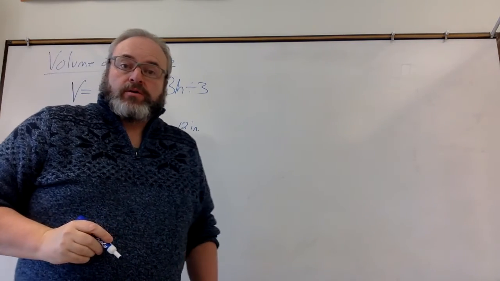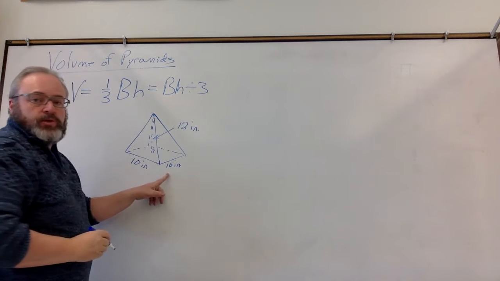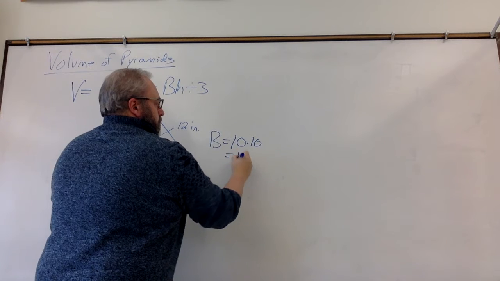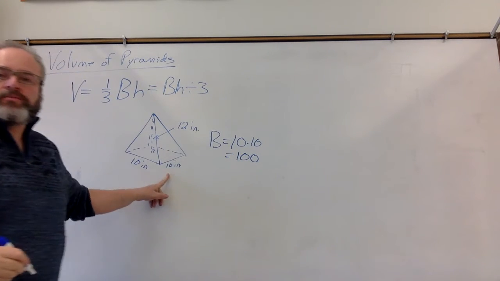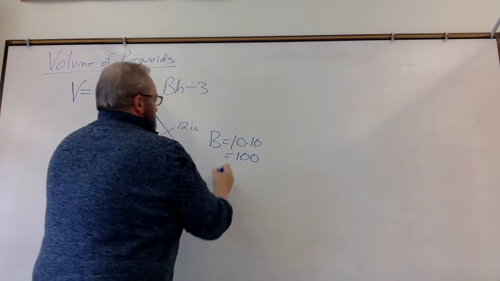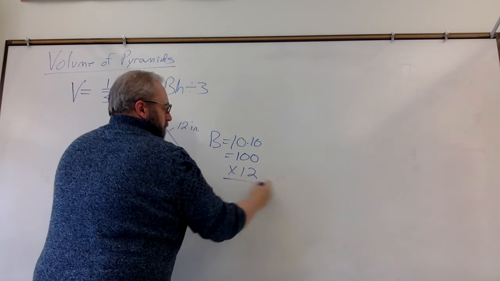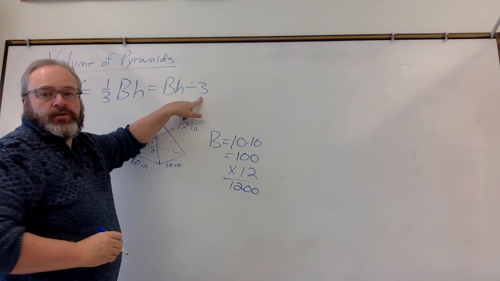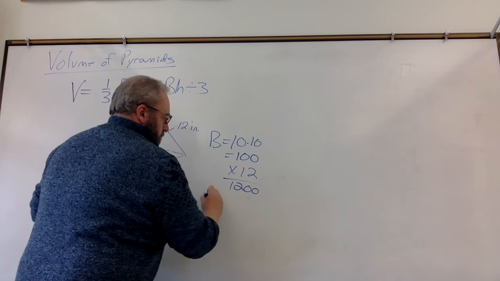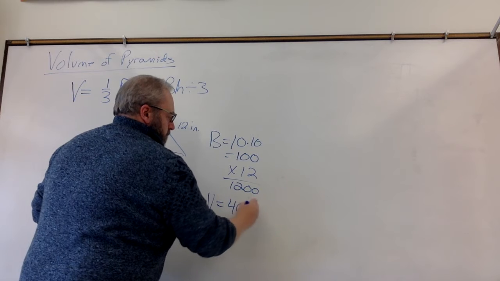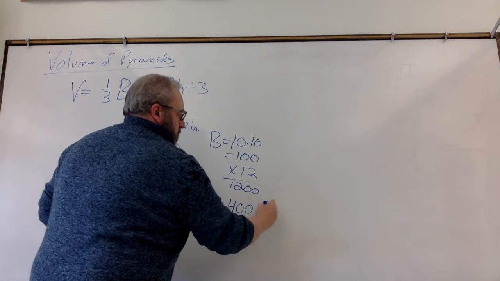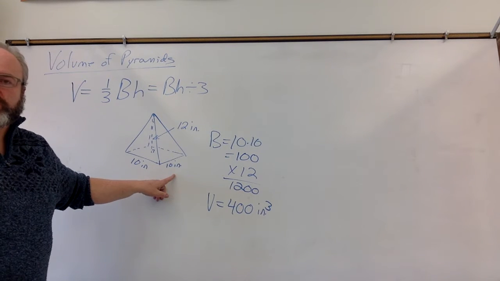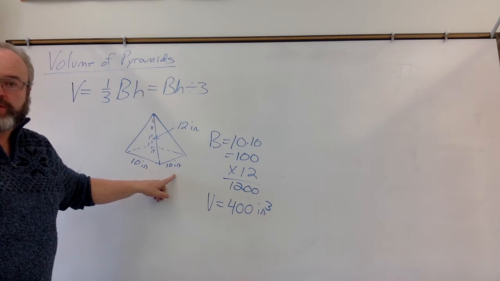First thing we're going to do is find the area of the base. So that would be 10 times 10, or 100. And then we're going to multiply that by the height. 1200. And divide by 3. So that means the volume is 400 cubic inches.